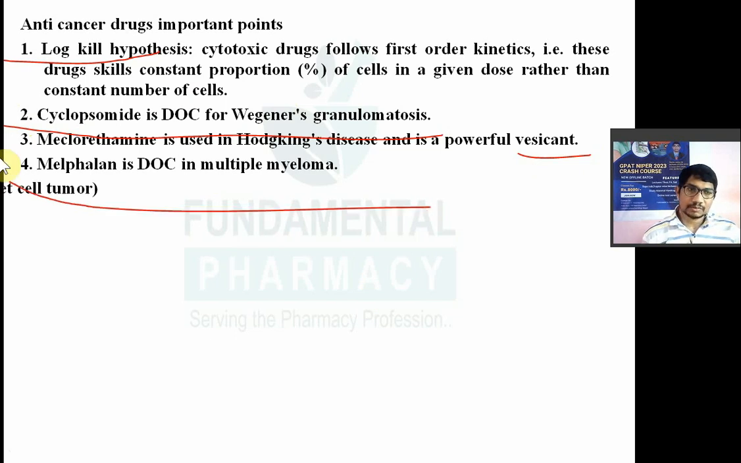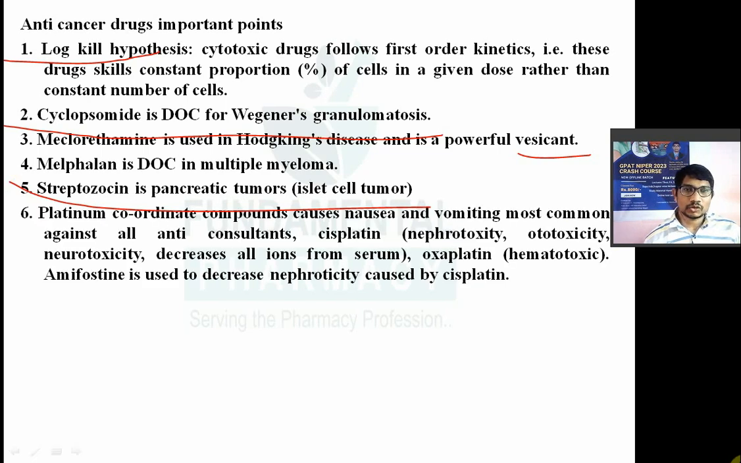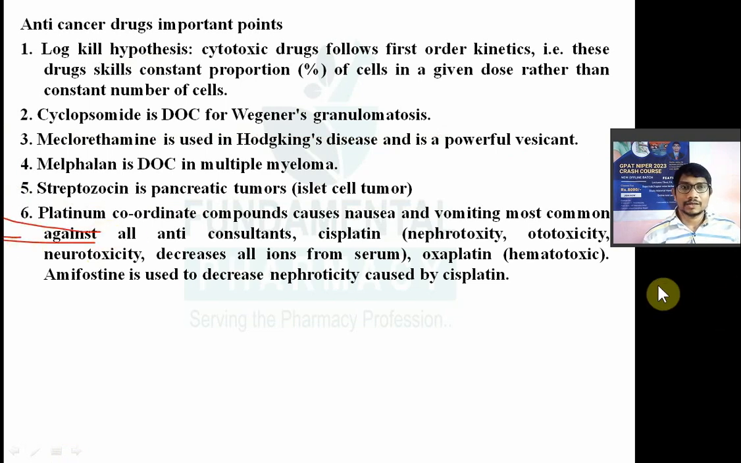Next one is streptozotocin. It is a drug used in pancreatic cancer. Particularly it selectively acts on islet cell tumor, used in pancreatic tumors. Platinum complex compound जो होते हैं, so they have the most common adverse effect known as nausea and vomiting. They will irritate your GIT and can cause nausea and vomiting, and they are the most prone drug amongst all anti-cancer drugs. जितने भी anti-cancer drug है उसमें से सबसे ज़्यादा nausea और vomiting कौन कर रहा है? Platinum compounds.